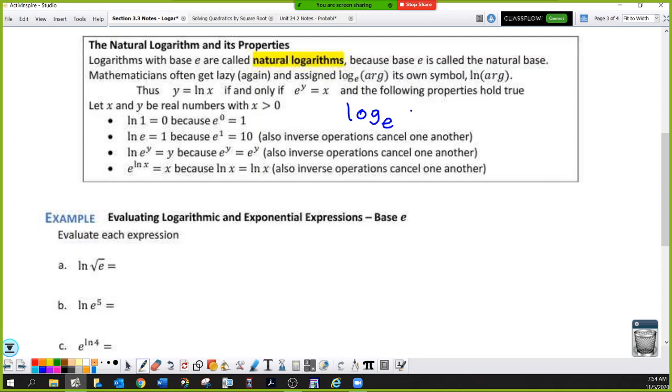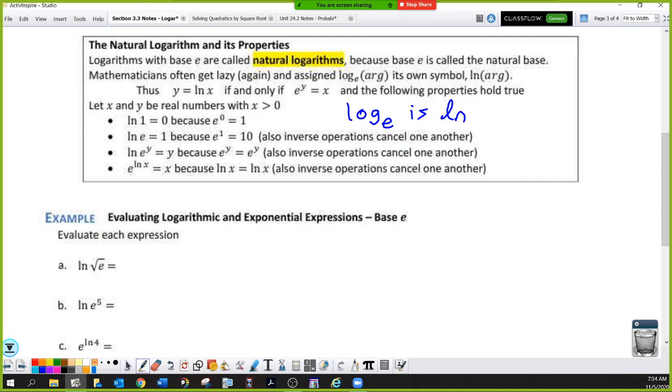Log base e is ln. ln stands literally for log of natural base. That's what the L and the N are. So ln is log base e. Let's be really clear here. ln does not have a base. It's just ln because ln is a lazy way of saying log base e.